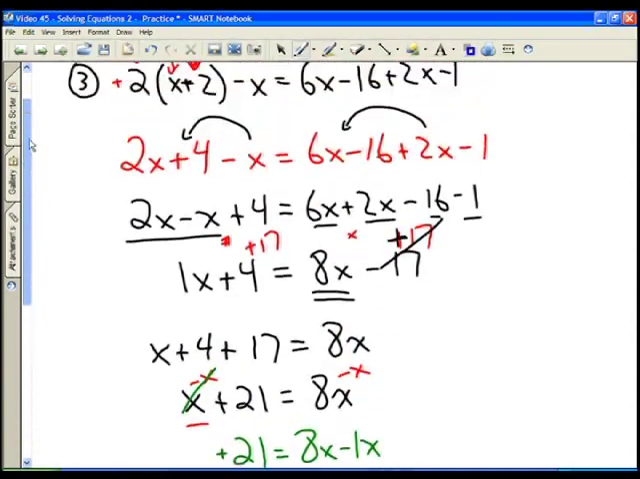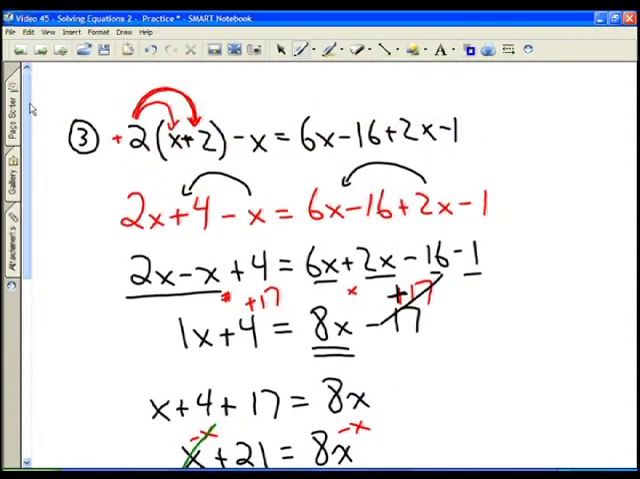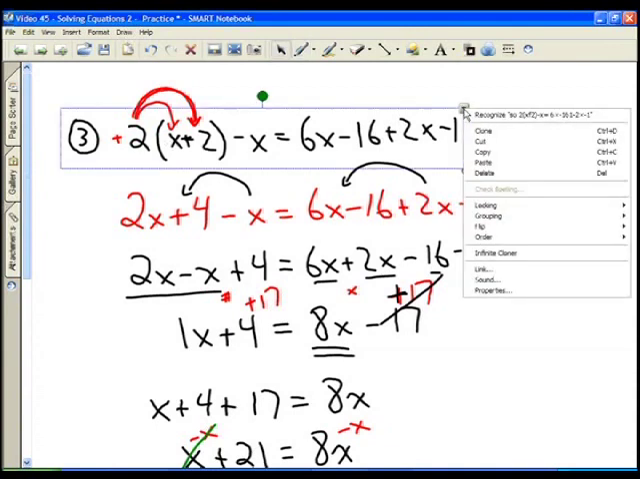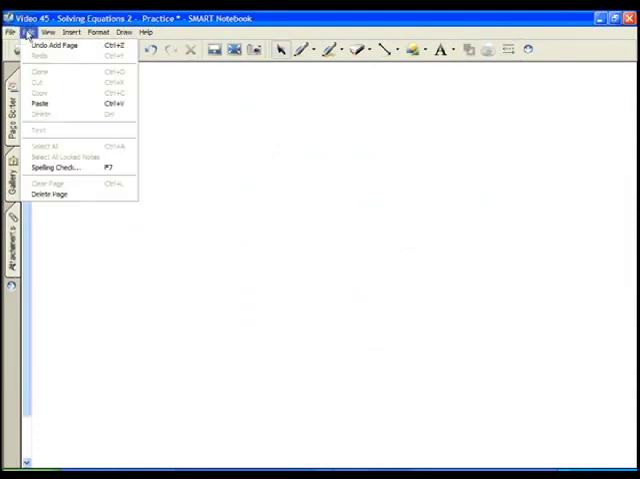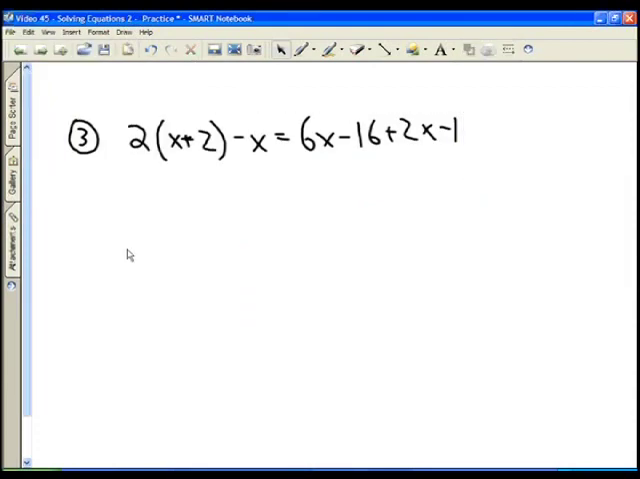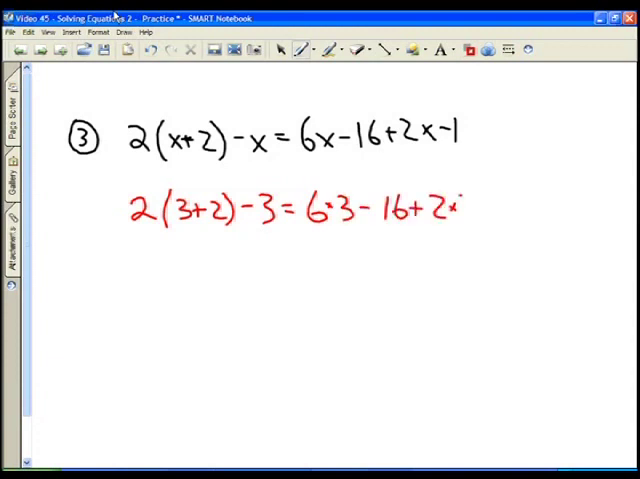And we can go back up to our original question here, and we can check and see if x equals 3 is indeed correct. And I'll just do this on the next page quickly. And we see here now, if we plug in 3 for x, we get 2 times 3 plus 2 minus 3 is equal to 6 times 3 minus 16 plus 2 times 3 minus 1.